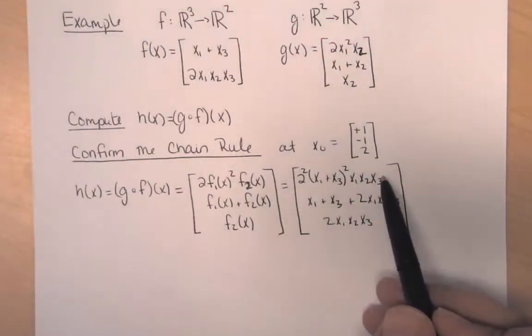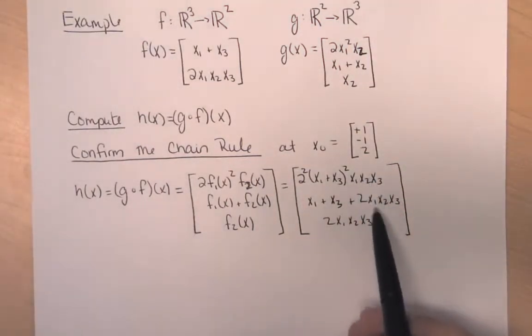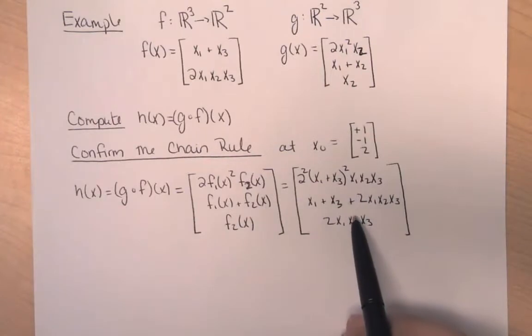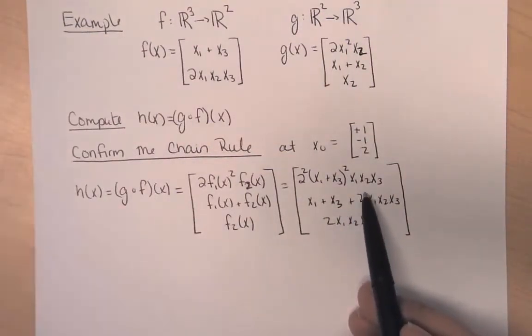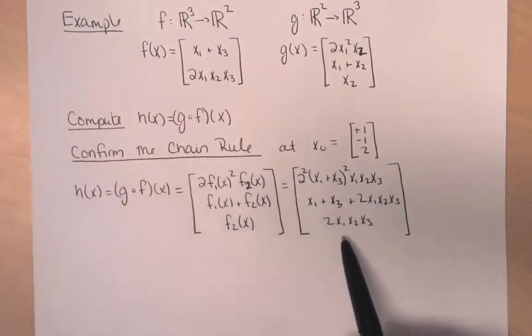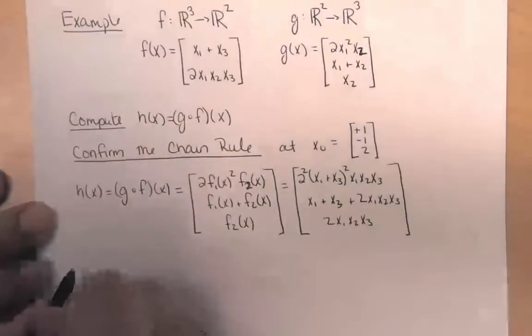So now that we have the composition just as a function of the components of x, we can just compute a derivative. Because h maps vectors in R3 to vectors in R3, we're going to get a 3 by 3 matrix.